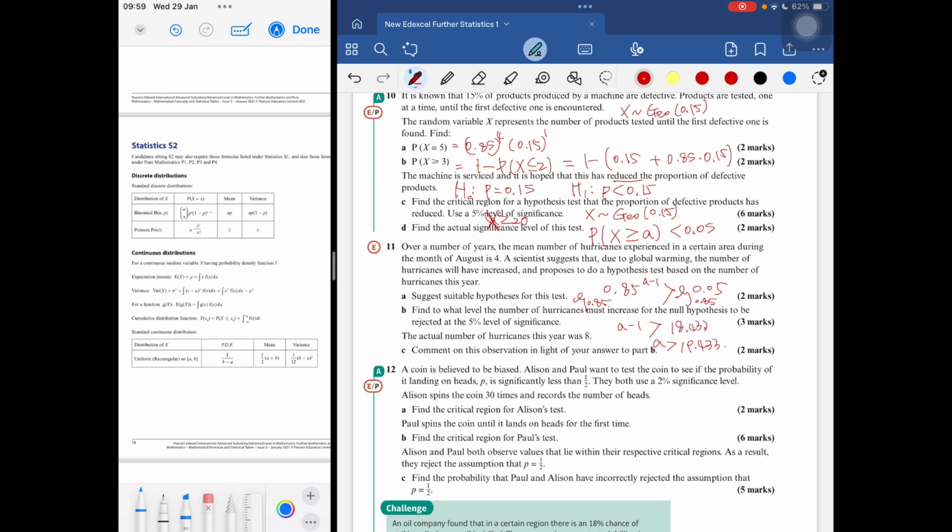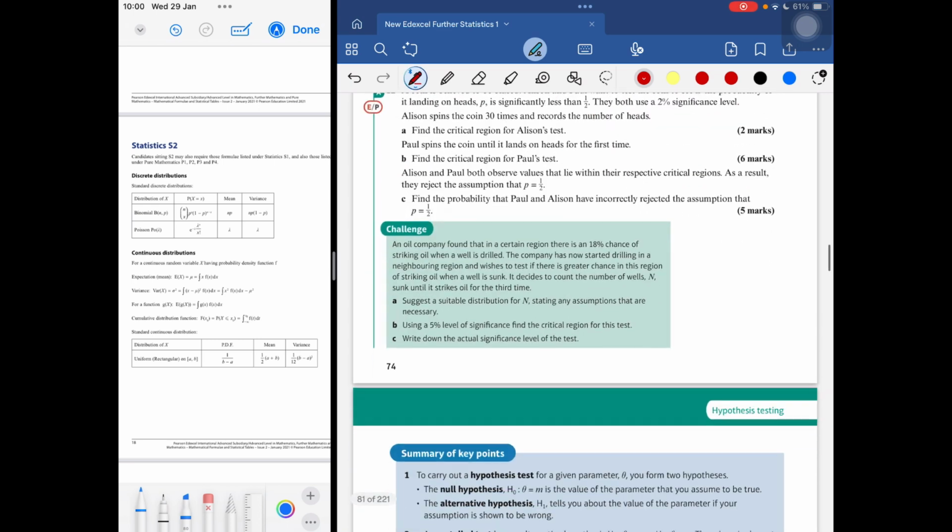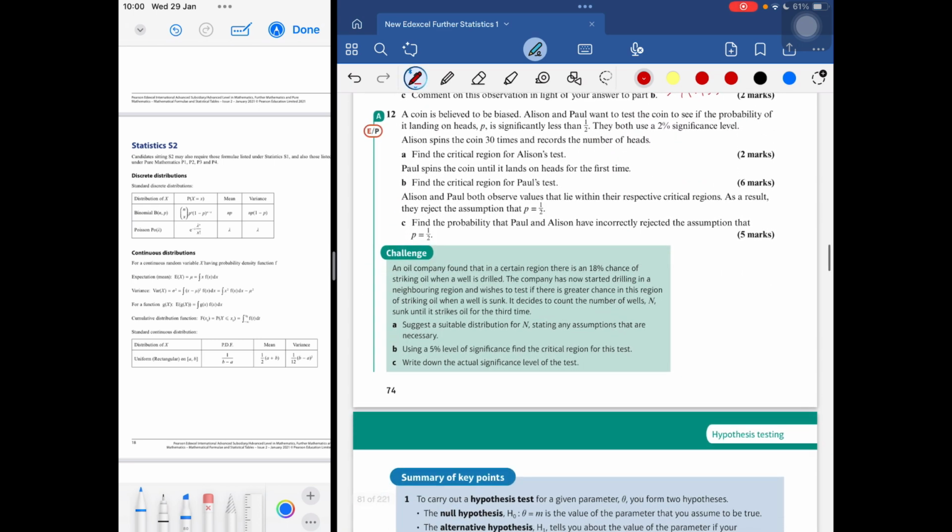Okay. So this was the probability. So 0.85 to the power of 20 minus 1, 19. So the probability X is larger than or equal to 20 equals 0.85 to the power of 19, 0.0456.